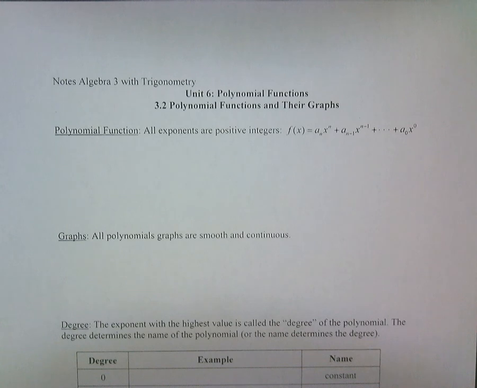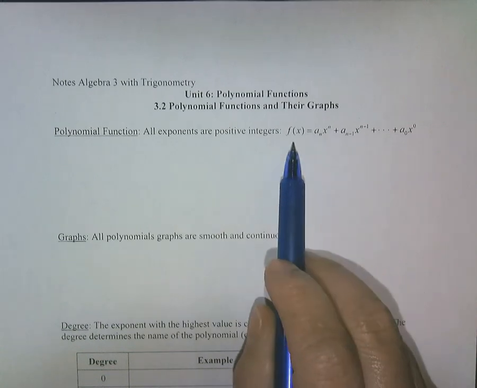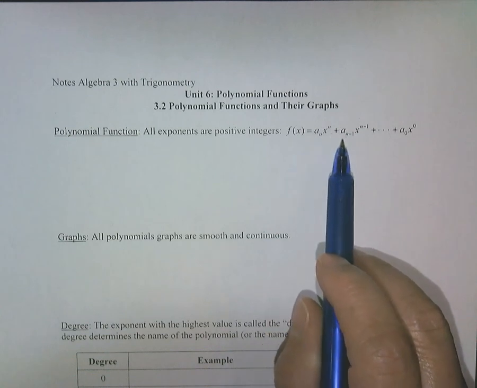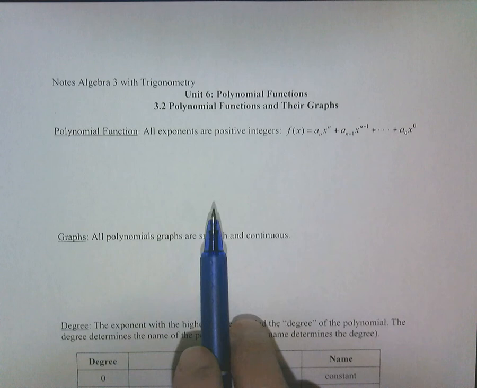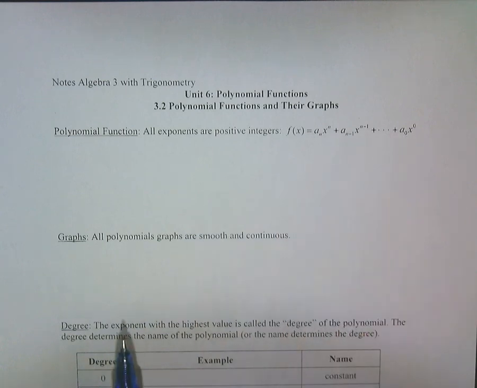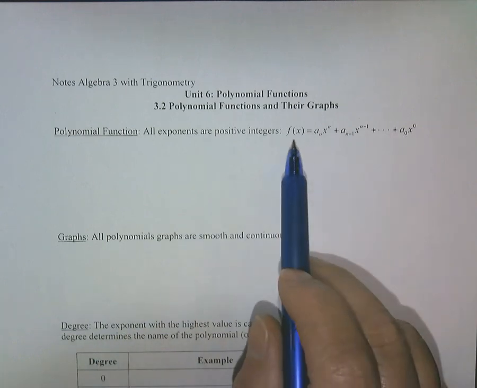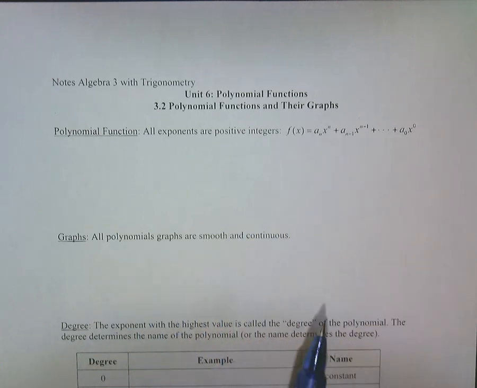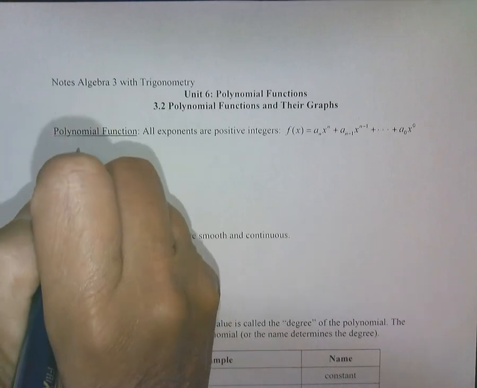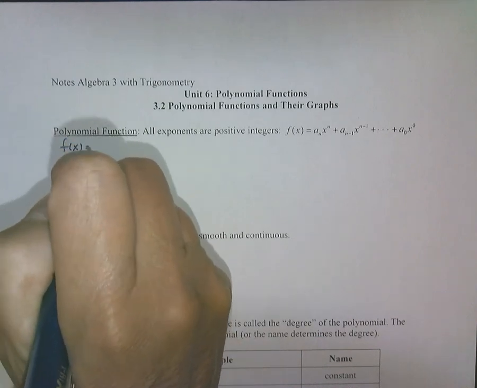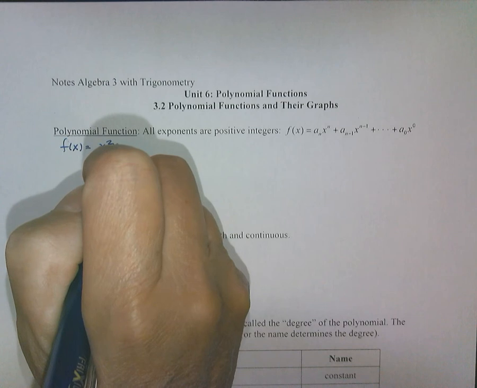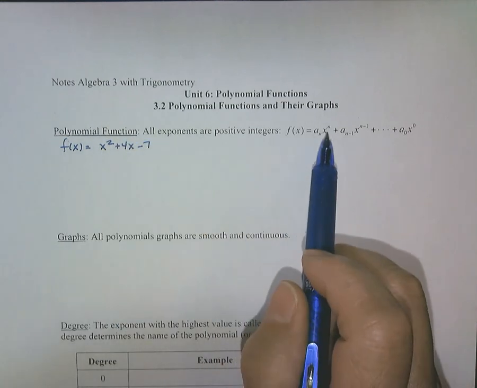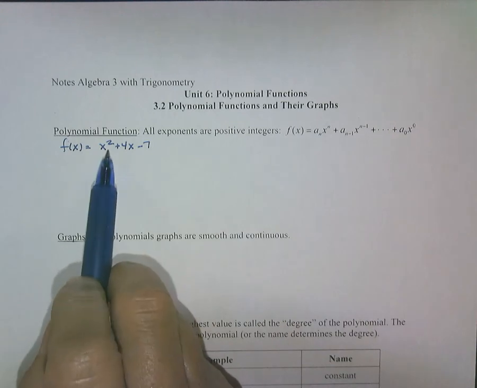Polynomial functions have the form f of x equals, and there's a number, x to the nth power, plus another number, x to the n minus 1, all the way down to where it's x to the 0 power. You don't need to know this. You're familiar with polynomials already. So a polynomial could be f of x equals x squared plus 4x minus 7. So this n that's here would be a 2.